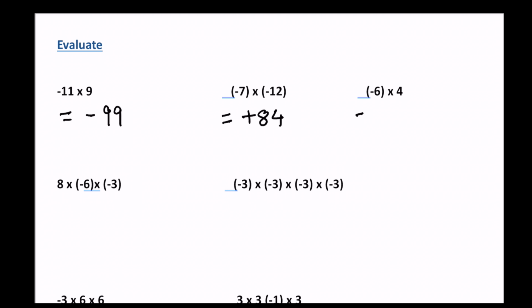Next example. Minus 6 multiplied by positive 4. We know that minus into plus is minus. The sign rule says when a negative number is multiplied with a positive number, the resulting number will be negative. So here the resulting number will be negative, and let's multiply the digits. 6 times 4 is 24.